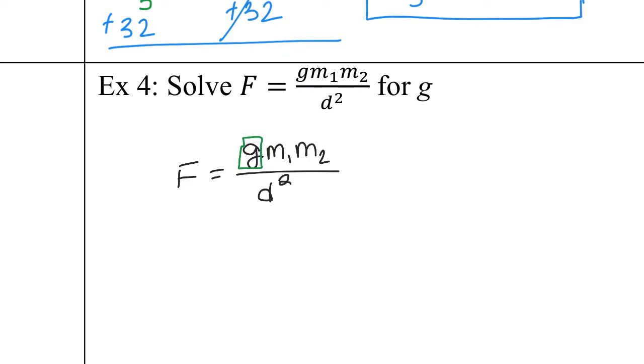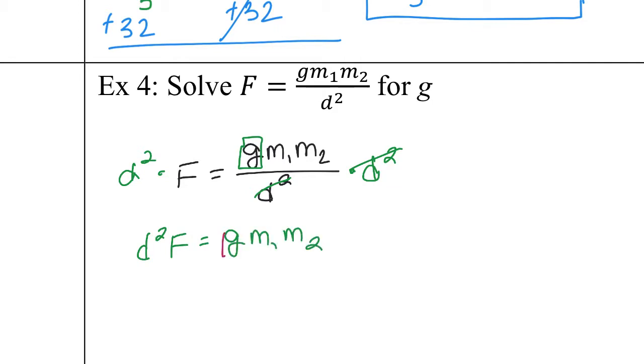So we have to get rid of that d squared. Since it's on the bottom of a fraction, we're going to multiply to get rid of it. So d squareds on the right will cancel. So I get d squared f equals g m sub 1 m sub 2. Now I want g alone. So just like the previous example, all three of these are being multiplied together. So to undo multiplication, we're going to divide.